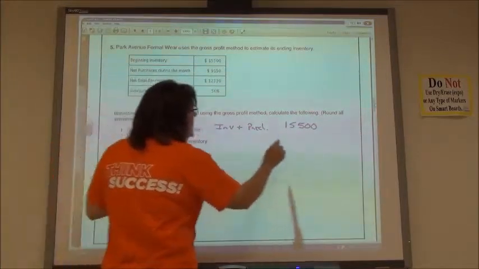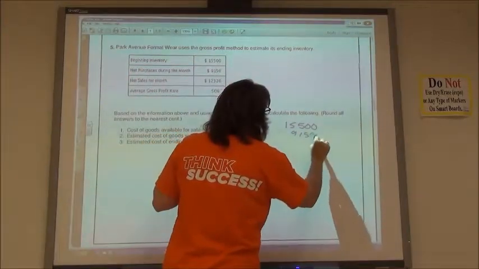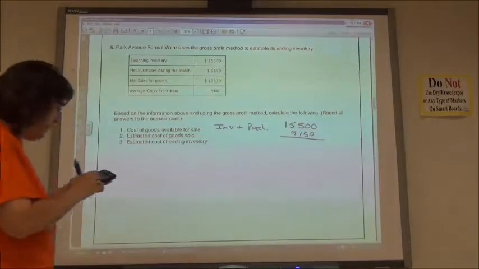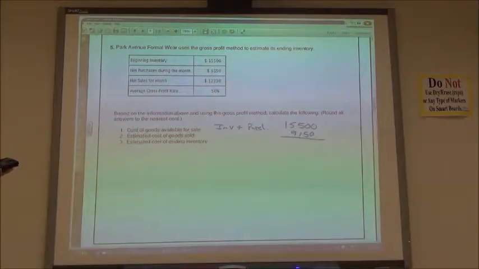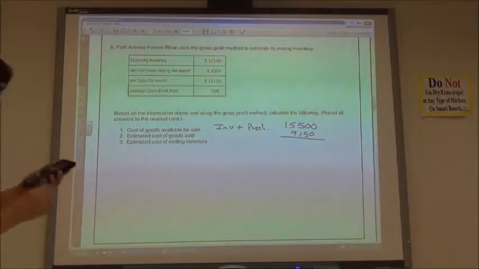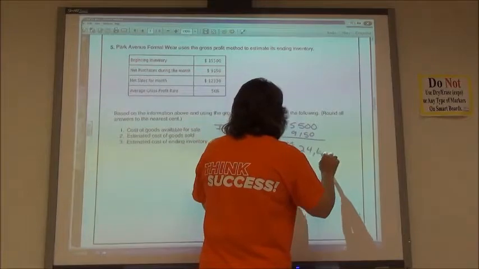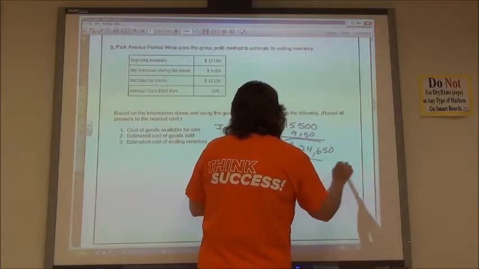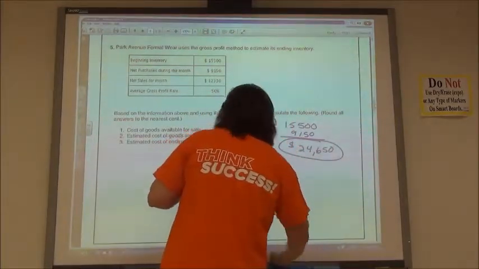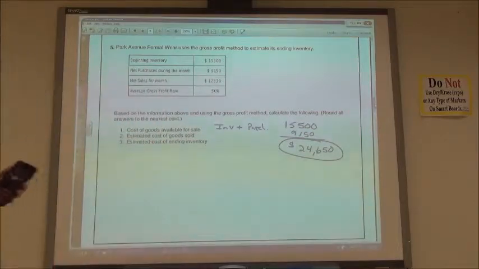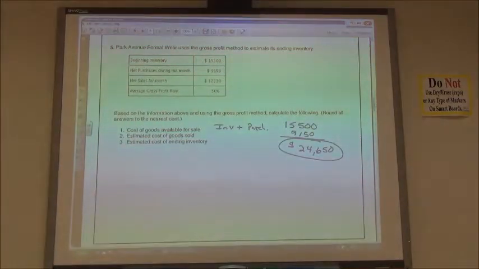We purchased $9,150 worth of items during that month. So 15,500 plus 9,150 gives me 24,650. So 24,650 is the cost of the goods that we have available to sell.